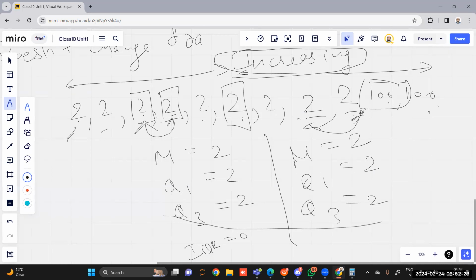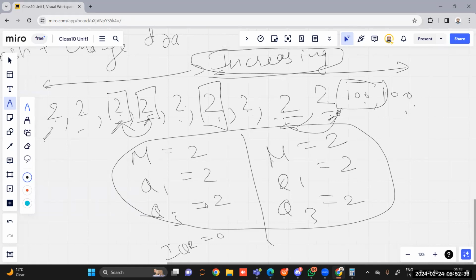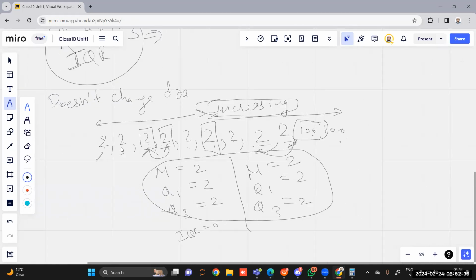Can you see if there is any change in it? Yes or no? No. Now suppose I'm adding outliers to the left as well. So I'll add minus 100 and minus 100. Again, if you count from here, my median will also be 2, Q1 will also be 2, and Q3 will also be 2.